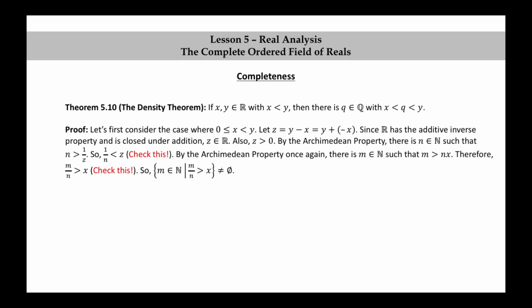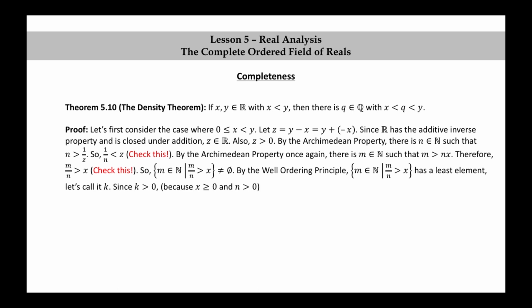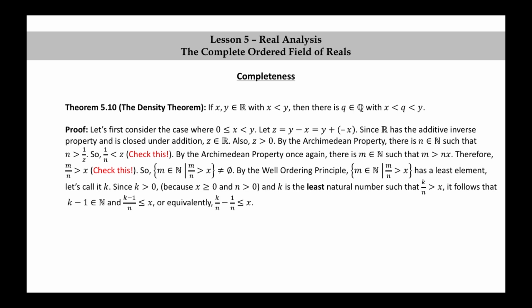So the set of m and n such that m over n is greater than x is non-empty. By the well-ordering principle, this same set has a least element. Let's call it k. Since k is greater than 0, because x is greater than or equal to 0 and n is greater than 0, and k is the least natural number such that k over n is greater than x, it follows that k minus 1 is a natural number and k minus 1 over n is less than or equal to x. Or equivalently, k over n minus 1 over n is less than or equal to x.